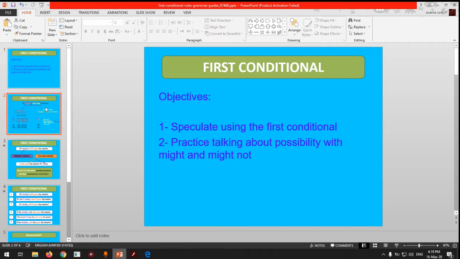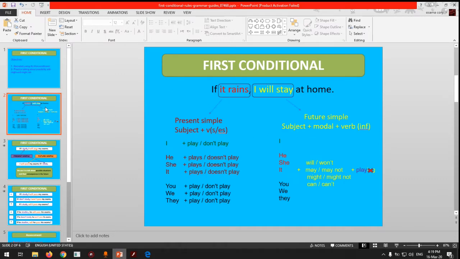The first conditional. Let's check this sentence. If it rains, I will stay at home. So this is an example for the first conditional. The if clause, or the sentence that comes after the if, is always in the present simple.